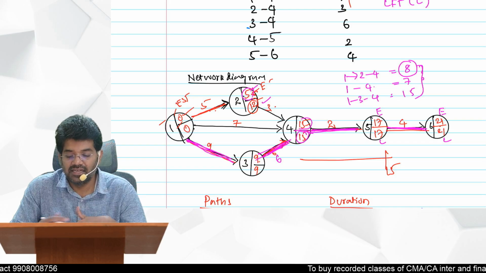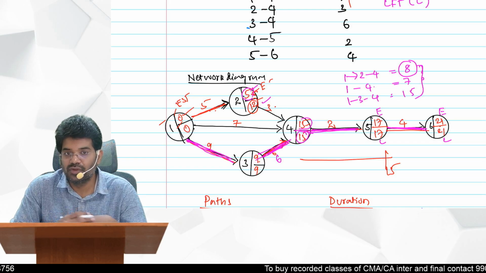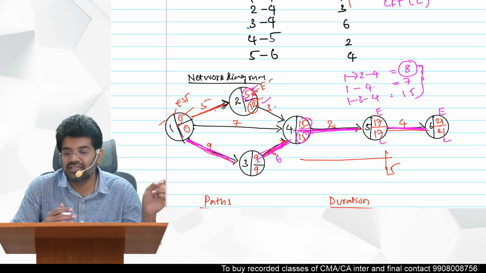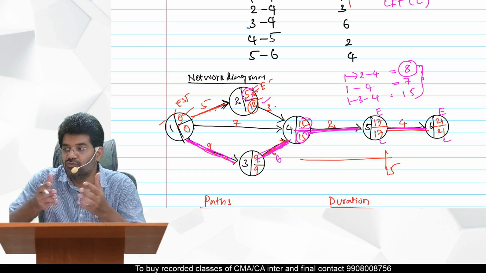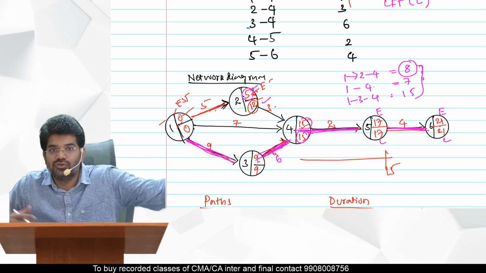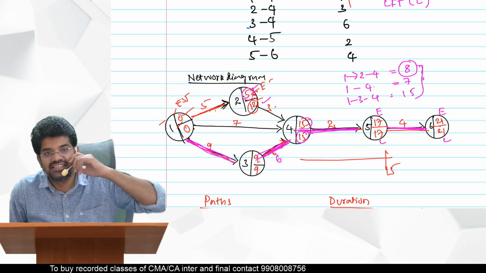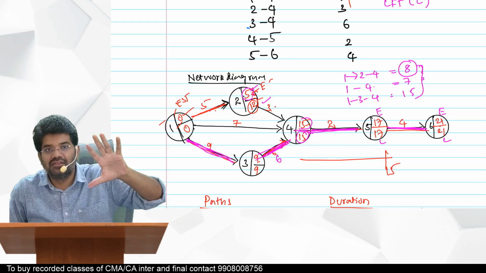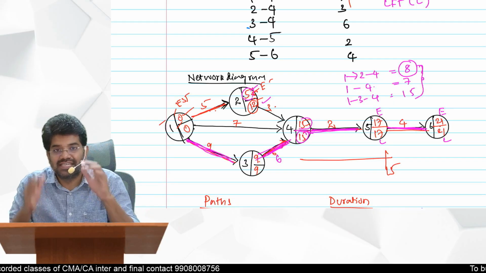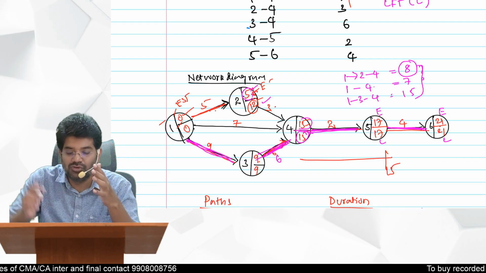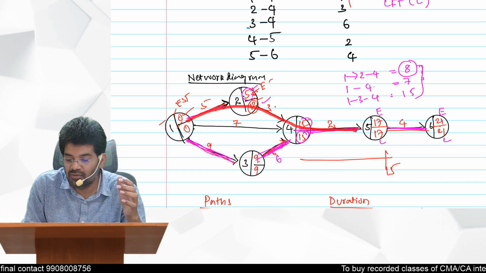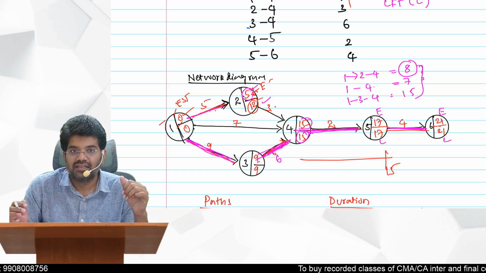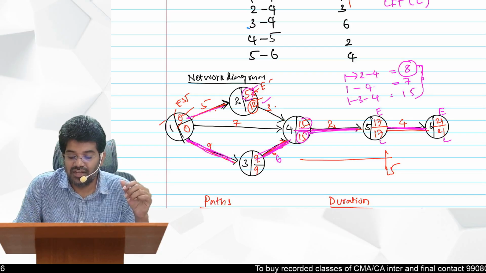If you utilize here 7 days for 2 to 4, will it affect your previous activity? Yes, it will affect. Why? If you are utilizing 7 days for 2 to 4, 1 to 2 cannot be delayed by 7 days. 1 to 2 has to be completed within 5 days only, no? In this path you have only 7 days of idleness, so you can use it either for delaying 1 to 2 or for 2 to 4.